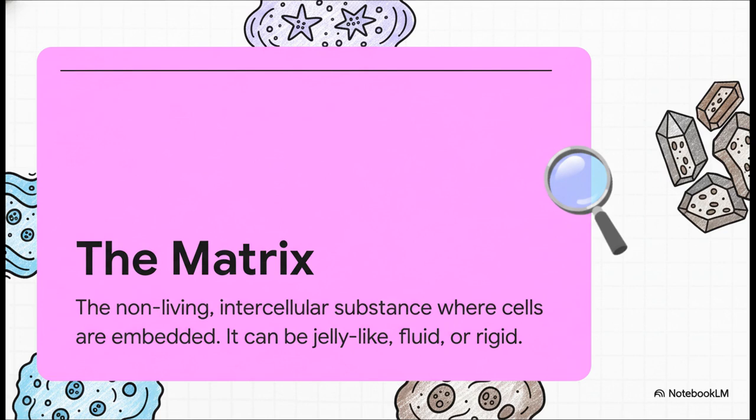Okay, so what is this matrix we are talking about? Well, the matrix is simply the non-living substance that is found between the cells. Think of it as the ground substance. Now, the nature of this matrix is super important because it decides the function of the tissue. For instance, if the matrix is fluid, well, the tissue can flow, right? Like blood. But if the matrix is rigid and hard, the tissue will be strong and solid, like our bones.